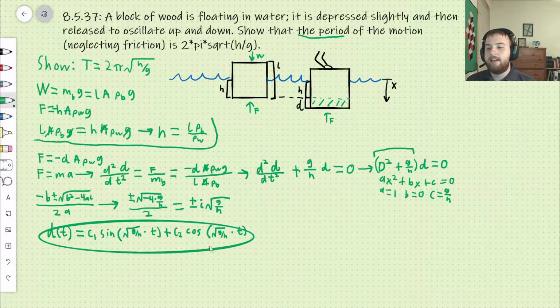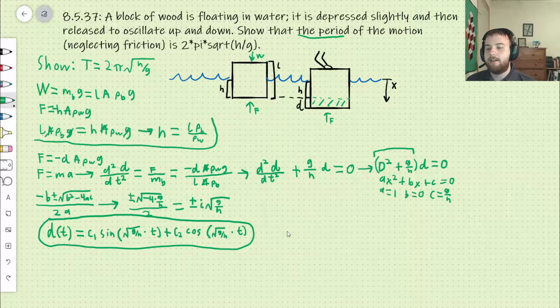And notice that this is independent of starting conditions. Whatever the starting conditions are, it will follow something of this form where the starting conditions determine C1 and C2.